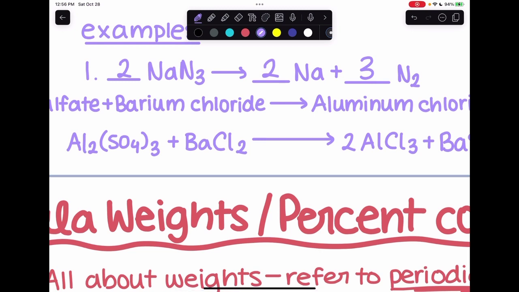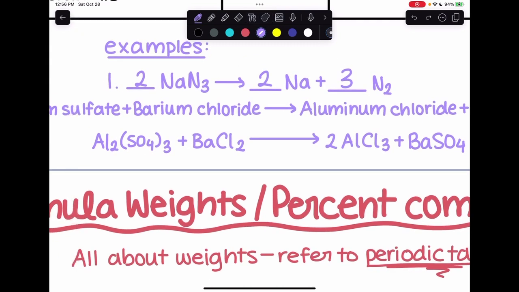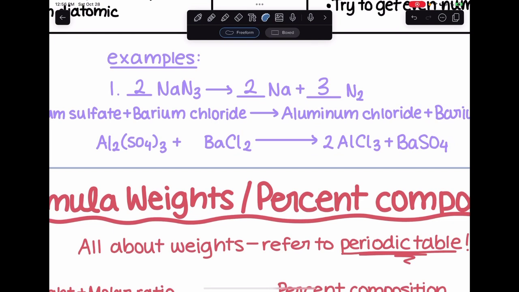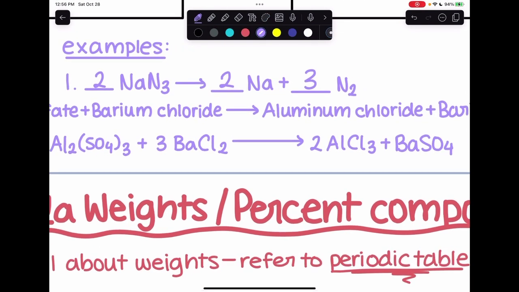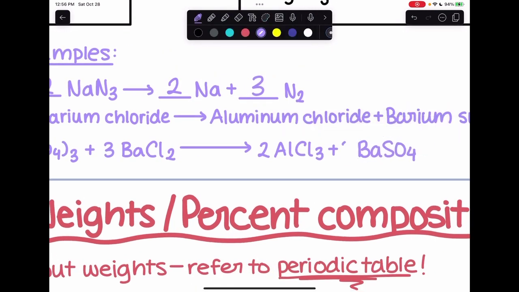There's a 2 there. But now we have to take care of our chlorine. So there's 6 chlorine now, and so we need to make sure there's 6 chlorine on this side. So we'll put a 3 there. Now our chlorine is balanced. We have to worry about barium. And there's 3 barium, so we have to add 3 here. But we have to check our sulfate now.